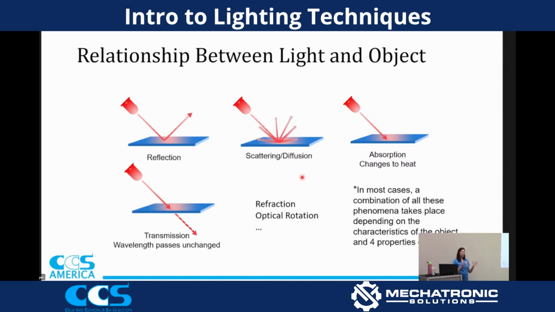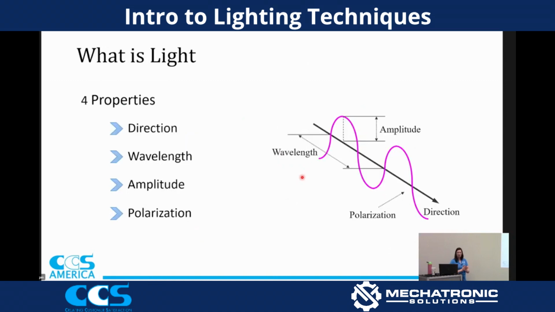In most scenarios, you have a combination of this happening. Light will reflect or scatter or do a little bit of both, and might absorb, which you can't really see, or might pass through, which you can't really see either. But what we want to do is pay attention to how the light is reflecting off of our samples. So I'll use these reflection techniques as we go through the presentation.